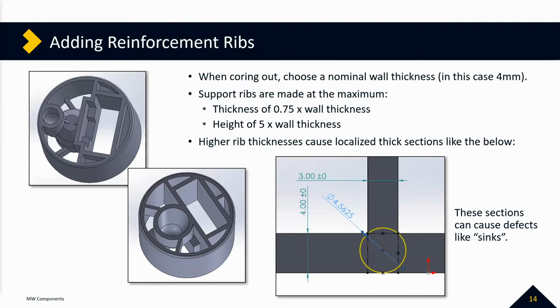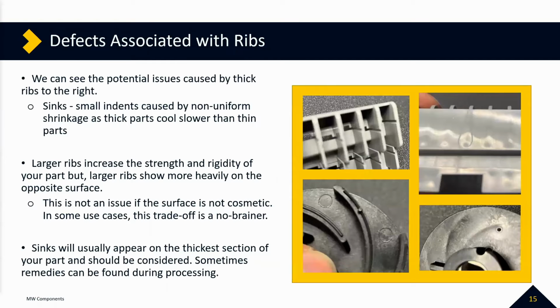And you can see here that higher rib thicknesses cause localized thick sections like below, and those cause the sink defect that we've seen before, where those localized thick areas where the ribs are meeting your walls are going to cool at a different rate because you just have more heat in that area, more mass in that area to pull out of there. And that is going to result in these kind of aesthetic blemishes that might not affect functionality, but don't look so great if you're using an aesthetic surface. So let's take a look at these.